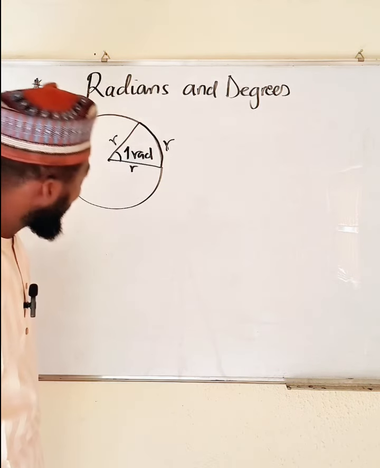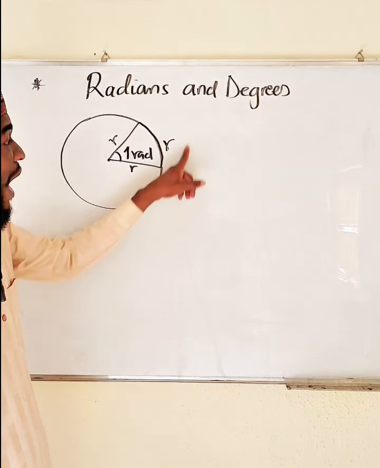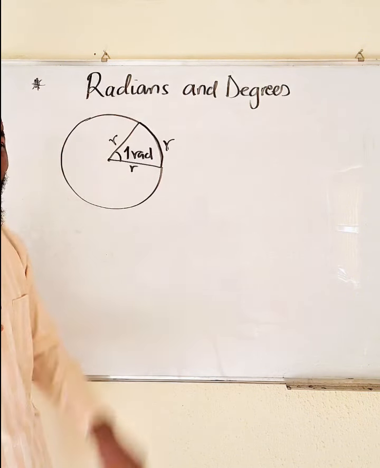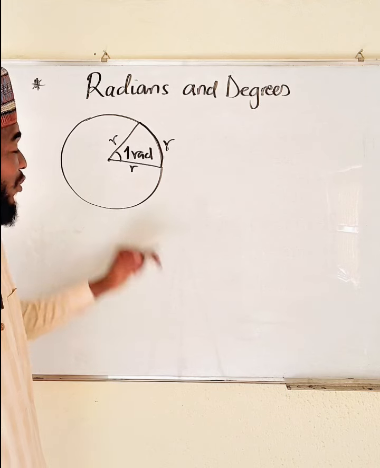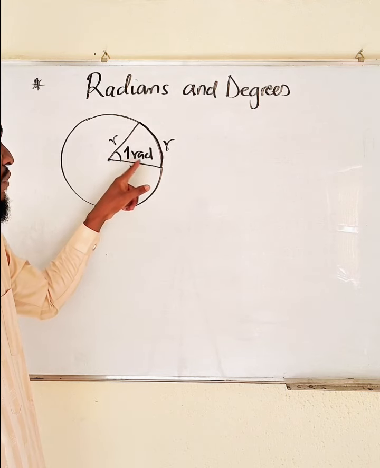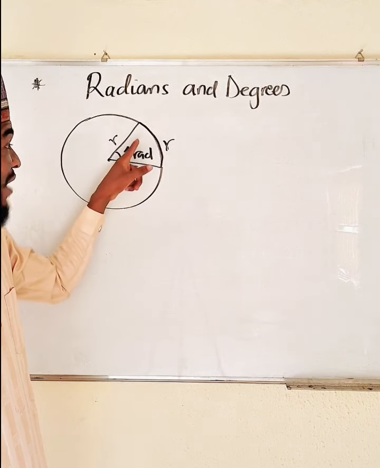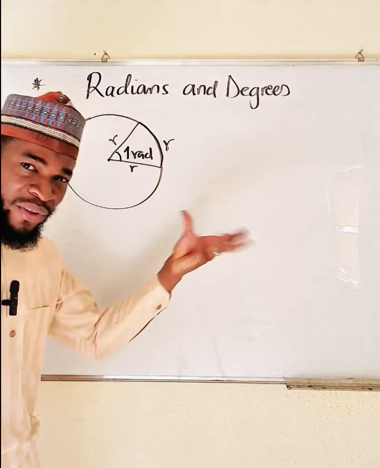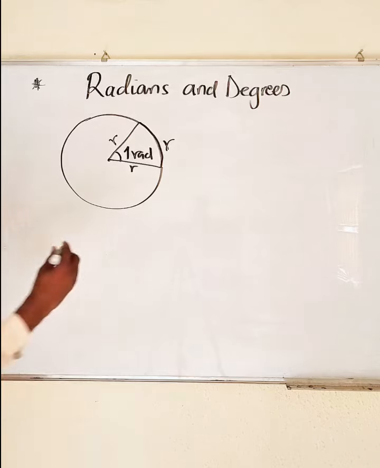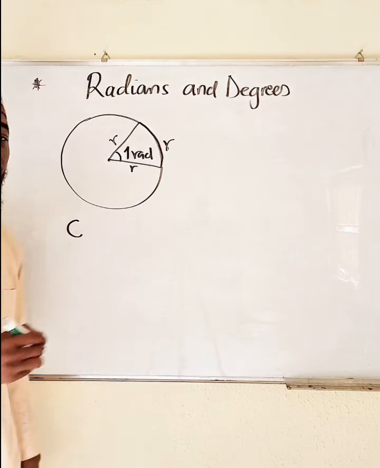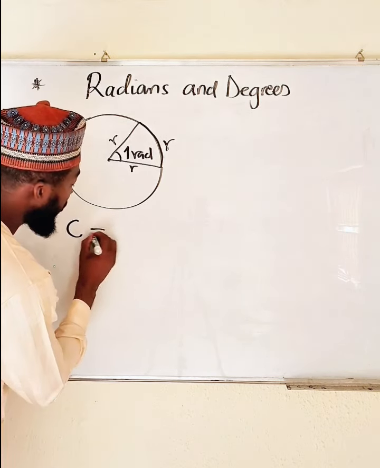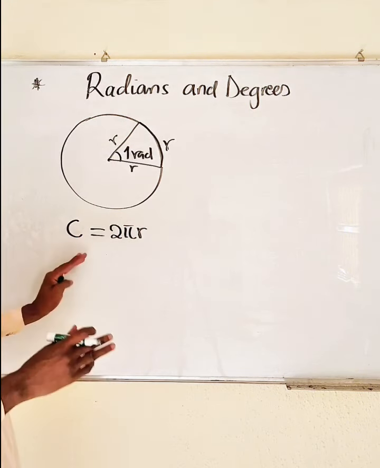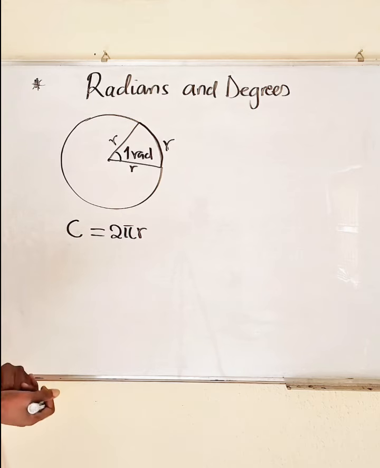But the question is, how many of these arcs equivalent to the radius can we have around the circle? That's another question, because we want to establish a relationship between radians and degrees. Because if this angle is equal to 1 radian, what will it be in degrees? So you should know that C, the circumference of a circle, is equal to 2 pi r, right? We all know this. This is the formula for finding the circumference of a circle.